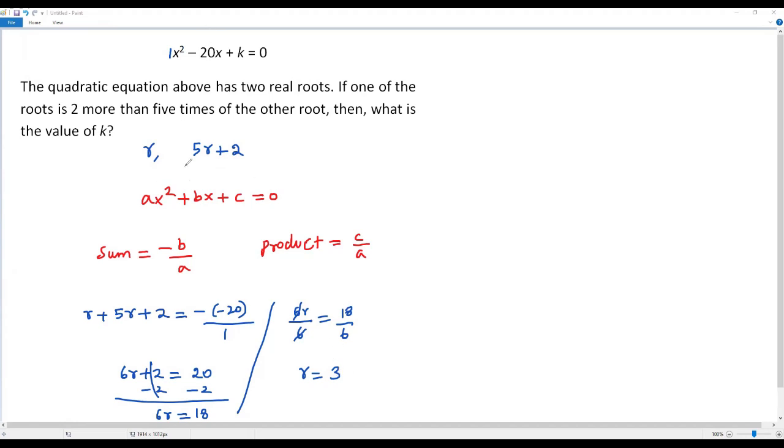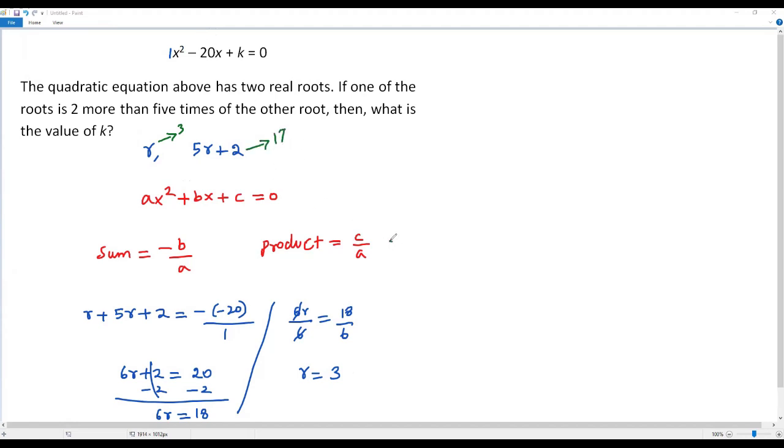We can plug in 3 for r in both places to get the two roots of the given quadratic equation. When I plug in 3 for r here, I get 3 as one of the roots. When I plug in 3 for r here, 5 times 3 is 15, and 15 plus 2 is 17. 17 is the second root of the given quadratic equation.